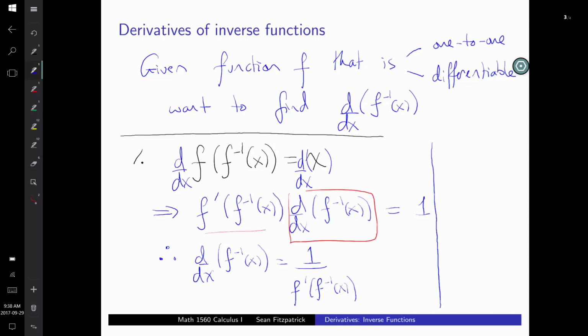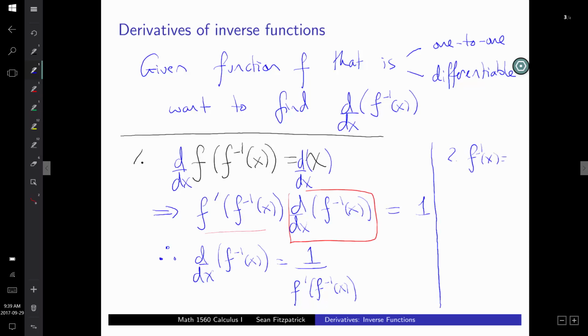The other thing, of course, is the derivative for my original function. It has to exist, but of course it also needs to be non-zero, otherwise I can't divide by it. So we need our function to be differentiable, and we need the derivative of our function to be non-zero. Now, let me show you one other way you could tackle this using what we know about the inverse function.